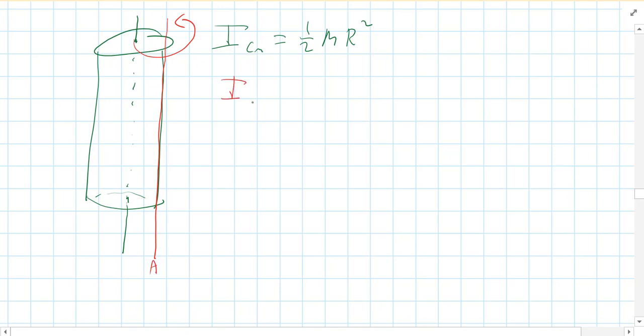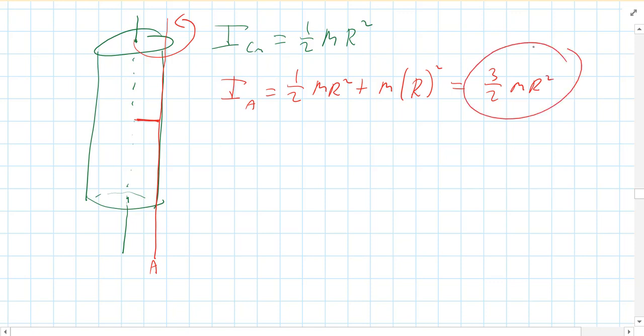So the moment of inertia about axis A is the moment of inertia about the center of mass of the cylinder, which is still your 1/2 mr squared, plus m. What's the distance from the center of mass to our new axis? Well, it's just r in this case, and you got to square that, and this becomes 3/2 mr squared. So spinning it about axis A would be 3 times harder than spinning it about the center of mass.